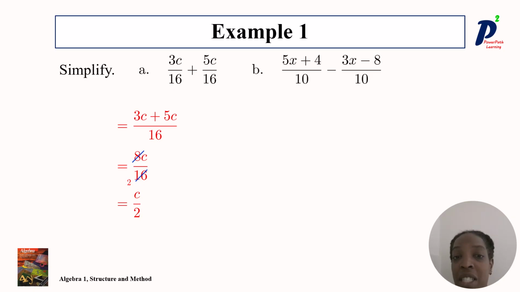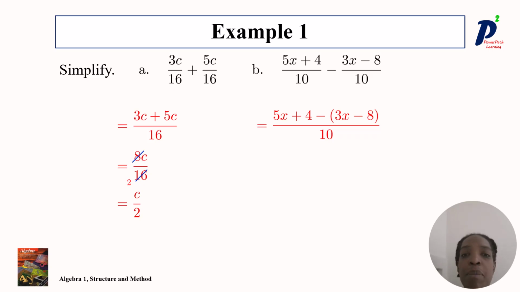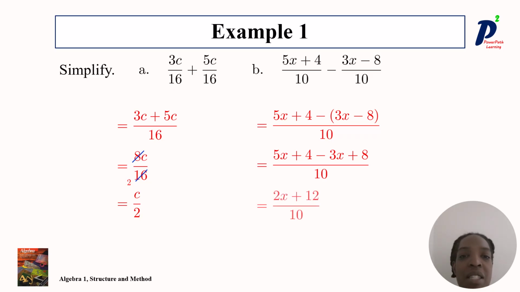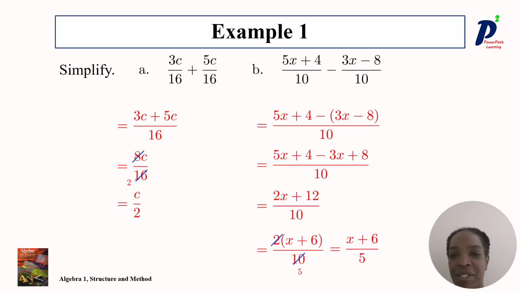For part B, I have a denominator of 10 for both, so I just need to combine my numerators. Now, be careful with the negative sign. When you're subtracting fractions, that negative sign needs to be distributed over the entire fraction. So it's going to be negative 3x plus 8, okay? It's a common error. Simplify my numerator, I get 2x plus 12 over 10. 2x plus 12 can be factored into 2 times x plus 2. Then I cancel, I get 5 in my denominator, and I get x plus 6 over 5. We're done.